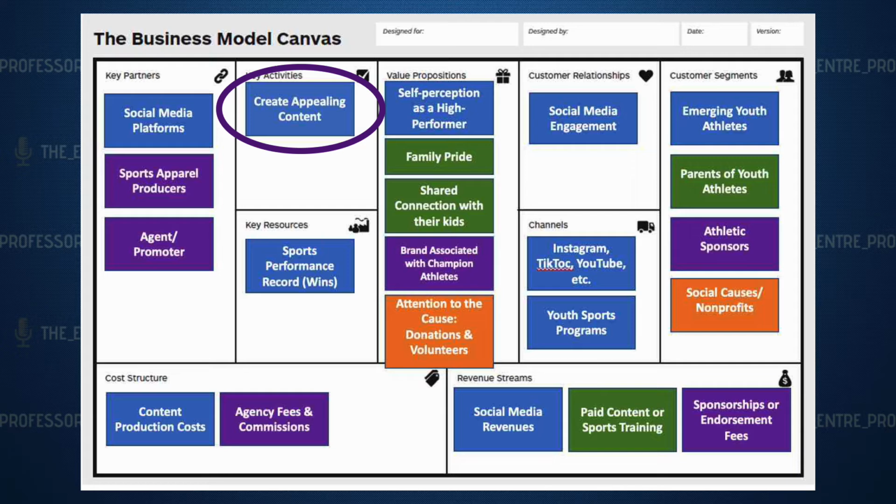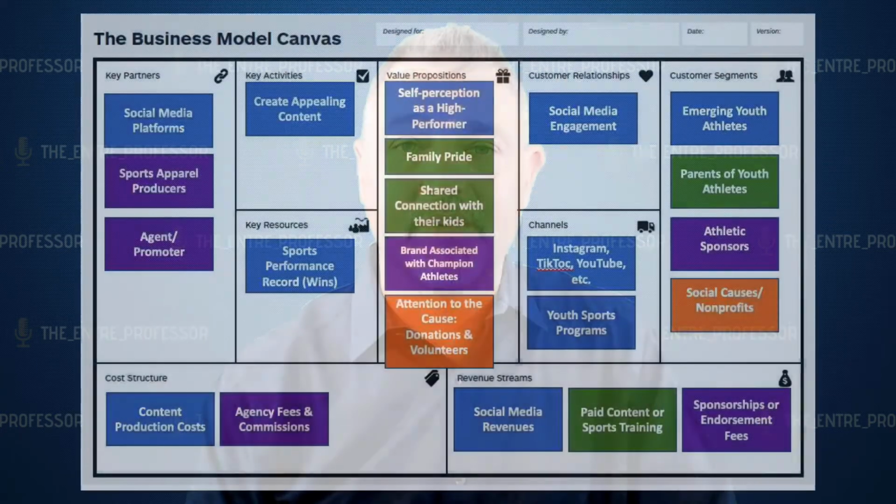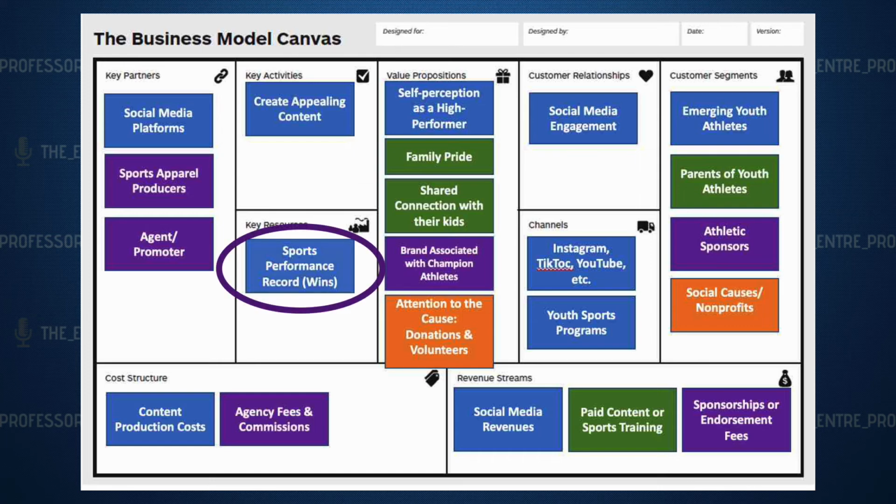So that followership then can be used either to drive those social media channels or even to create paid content in some form or another. Key resources, of course, is your record in the sport. Your NIL, the value of your name, image, likeness, increases as your performance record increases and as you achieve notoriety in your sport.